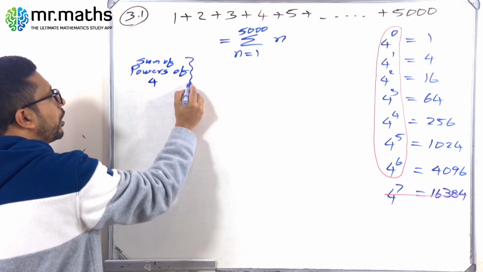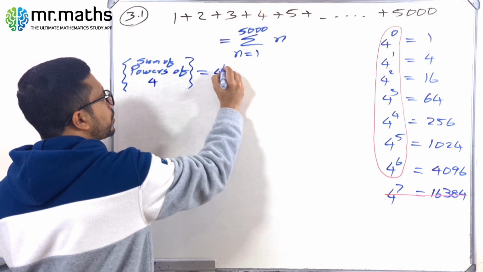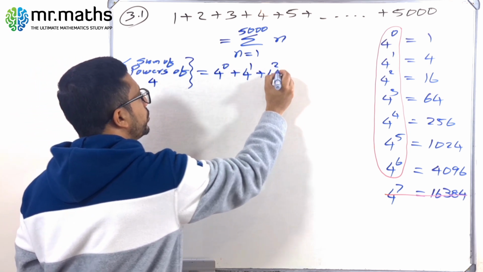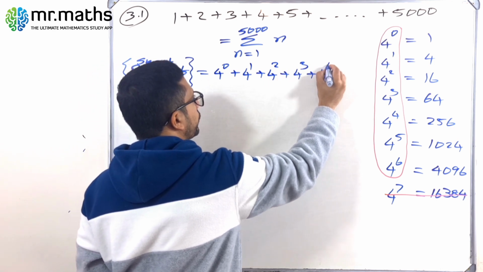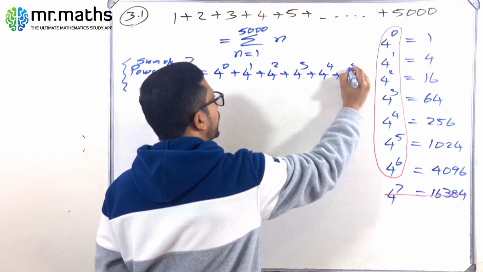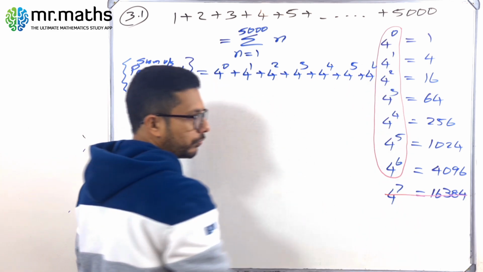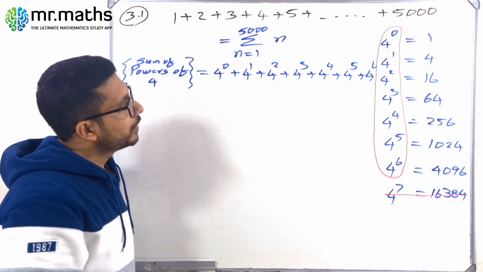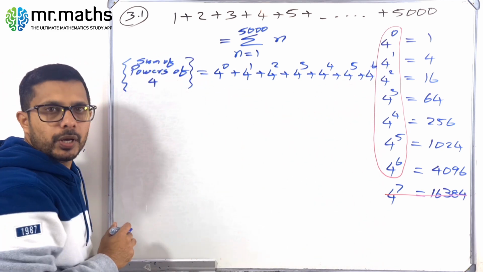Okay, so now we can write that one. So what is that? 4 raised to 0 plus 4 raised to 1 plus 4 raised to 2 plus 4 raised to 3 plus 4 raised to 4 plus 4 raised to 5 plus 4 raised to 6. Only up to 6. We can't write 4 raised to 7 because the answer is more than 5000. Okay, so now how can we write this one in sigma notation?